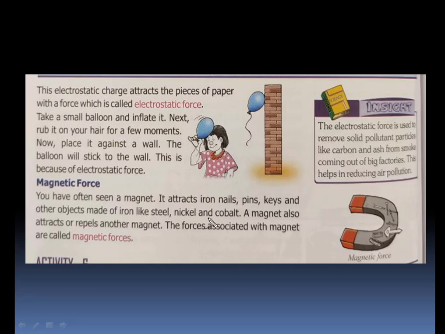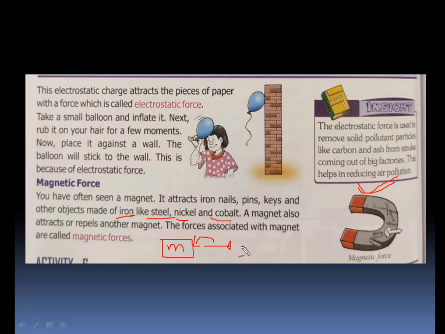A magnet generally attracts objects which are made up of iron, nickel, cobalt, steel and all that. Okay, everybody knows. So this is an iron. Here you can see a nail which may be an iron nail. So a magnet attracts iron towards itself. A magnet also attracts or repels another magnet. If you have a magnet and an iron nail, this magnet is always going to attract the iron nail towards itself.